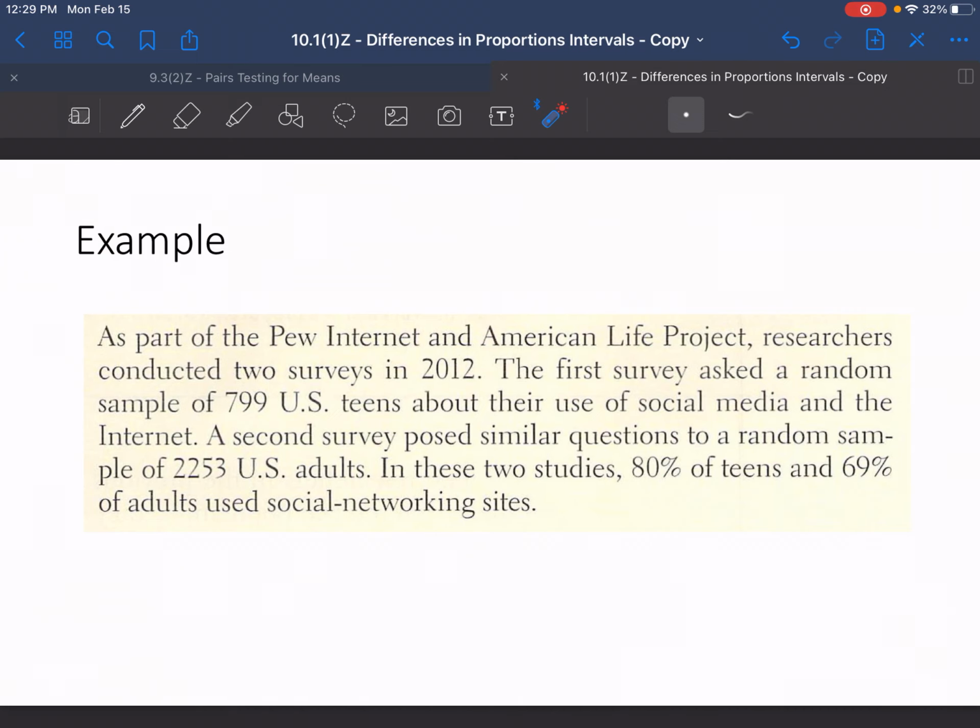Let's look at an example of how we actually go about doing that. So as part of the Pew Internet and American Life project, researchers conducted 2 surveys in 2012. The first survey asked a random sample of 799 U.S. teens about their use of social media and the internet. A second survey posed similar questions to a random sample of 2,253 U.S. adults. In these 2 studies, 80% of teens and 69% of adults used social networking sites.